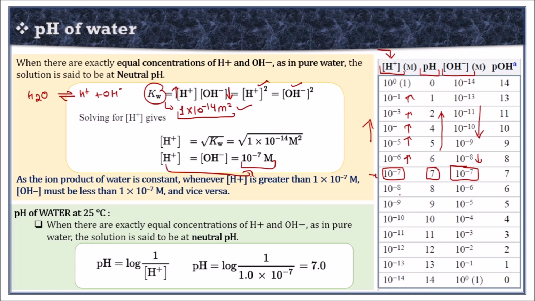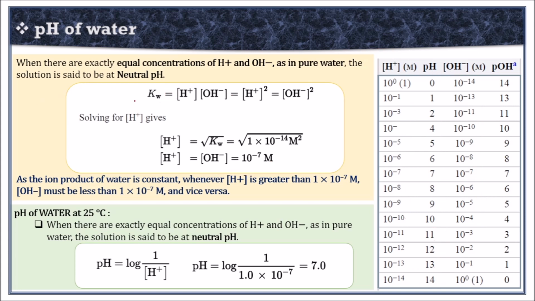But if the H plus concentration decreases, because as I said this value will not change, then the OH negative concentration will automatically increase in order to attain this equilibrium. As you can see, as the H plus ion concentration is decreasing, the pH is increasing, and the solution becomes more and more basic.